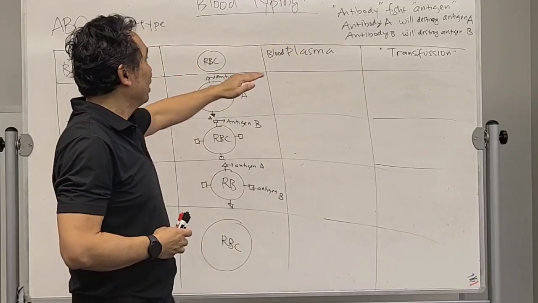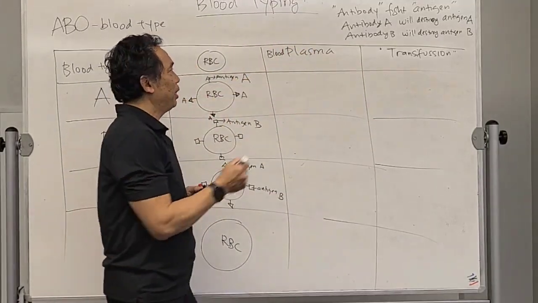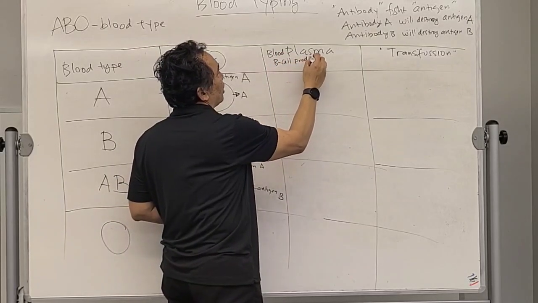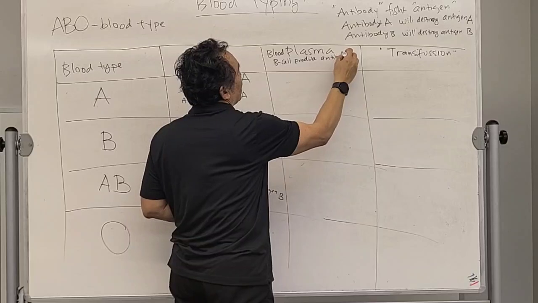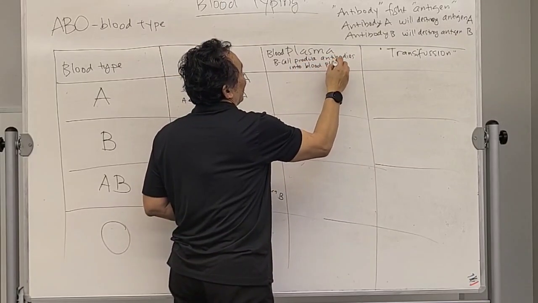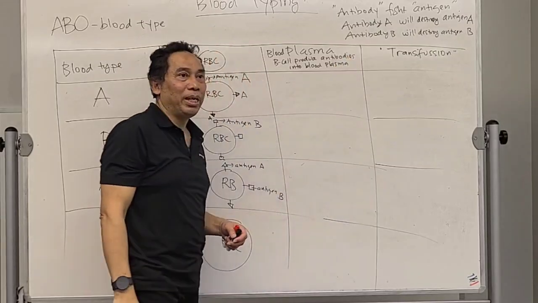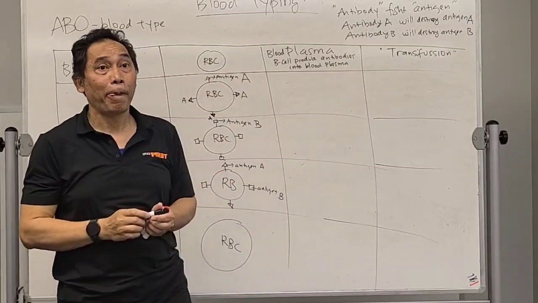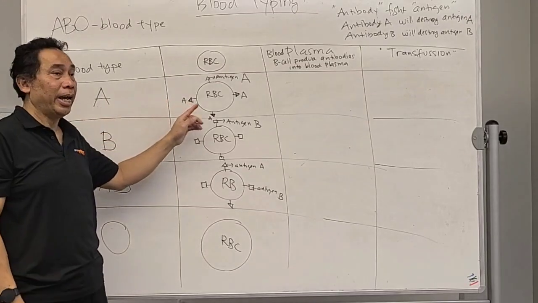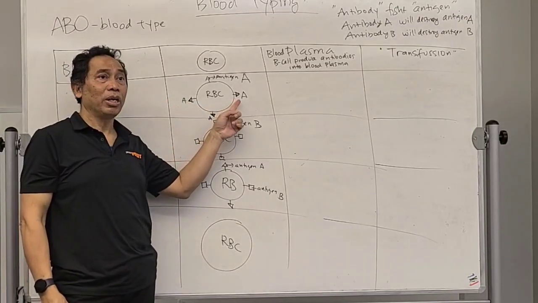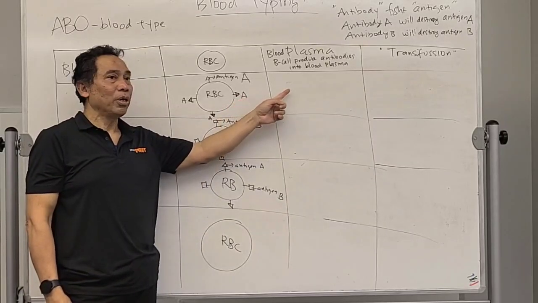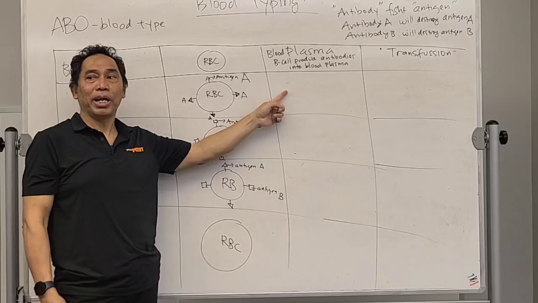Now, remember your blood plasma, which is you have, let's say you have B cell produce antibodies into blood plasma. So your antibodies will be available in the blood plasma. Now my question is, if you are blood type A and you have antigen A in your red blood cell, okay, will you produce antibody A in your blood plasma?